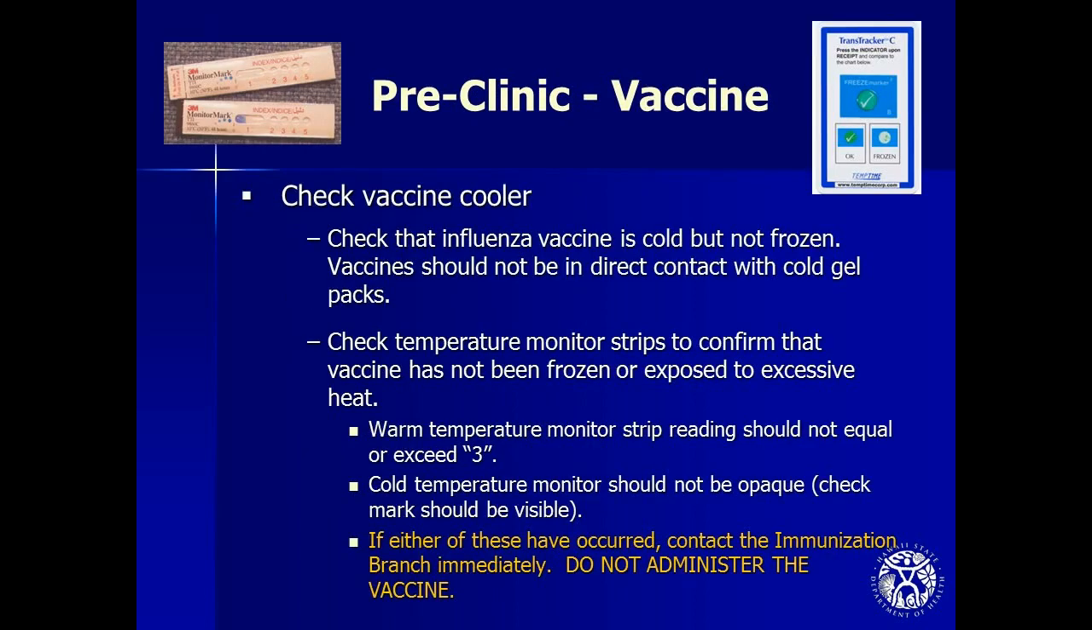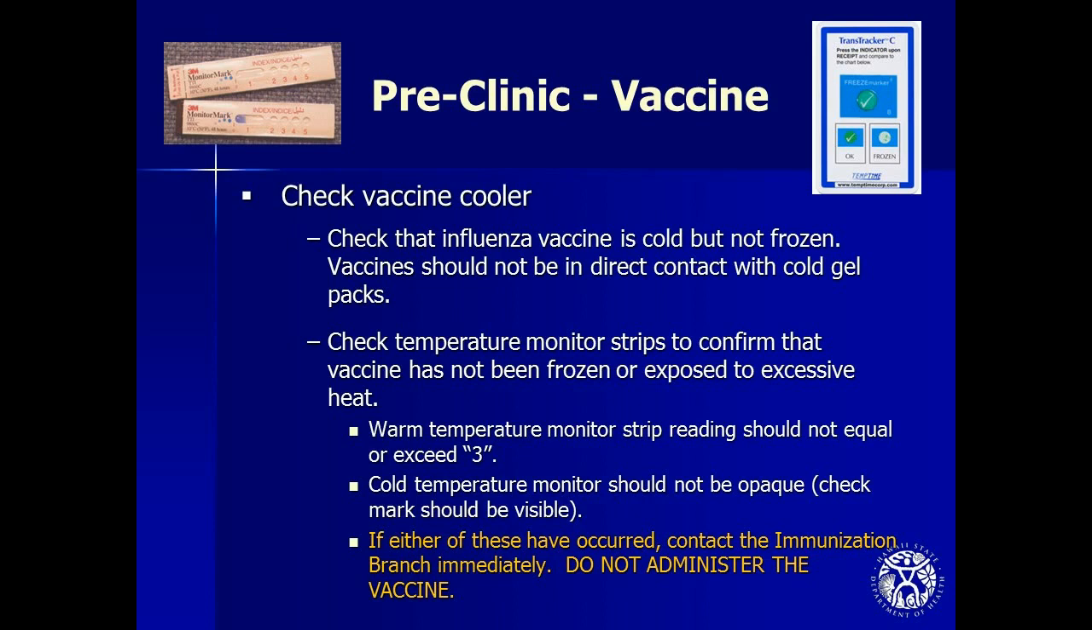The clinic manager or vaccine group supervisor must check the vaccine cooler to ensure that the vaccine is cold, but not frozen. Vaccines should not be in direct contact with the cold gel packs. The vaccine should have been packed with temperature monitor strips. Check the monitors to confirm that the vaccine has not been frozen or exposed to excessive heat. The warm temperature monitors are pictured here in the upper left-hand corner. The strip reading should not equal or exceed the number 3.